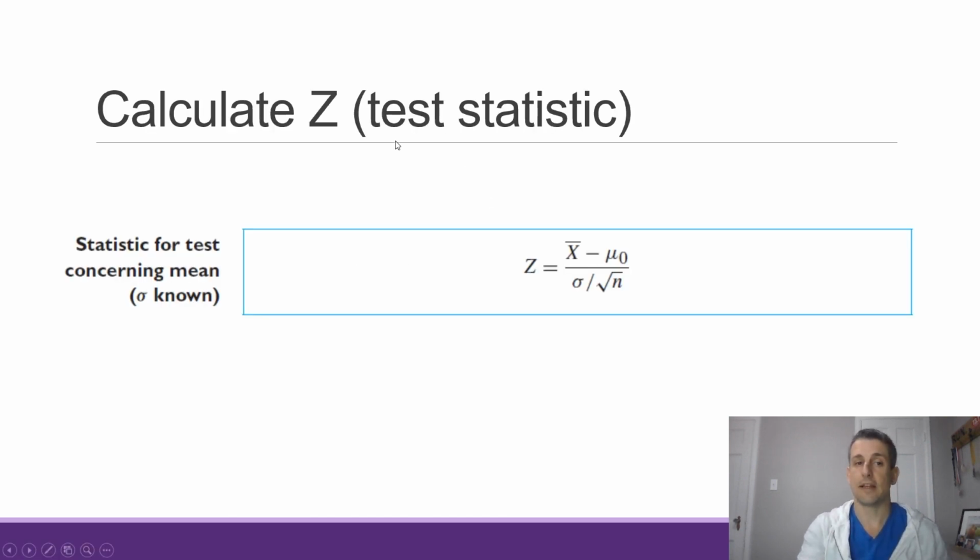So what do we do? We need to calculate the z, the test statistic. And we use this z value if we know the standard deviation of the population. So we can calculate that this way, where we take the mean of our sample data, subtract off the mean that we're testing, and divide that by the standard deviation or the standard error. So this value down here is the standard error. That's the standard deviation divided by the square root of the number of samples that we have.